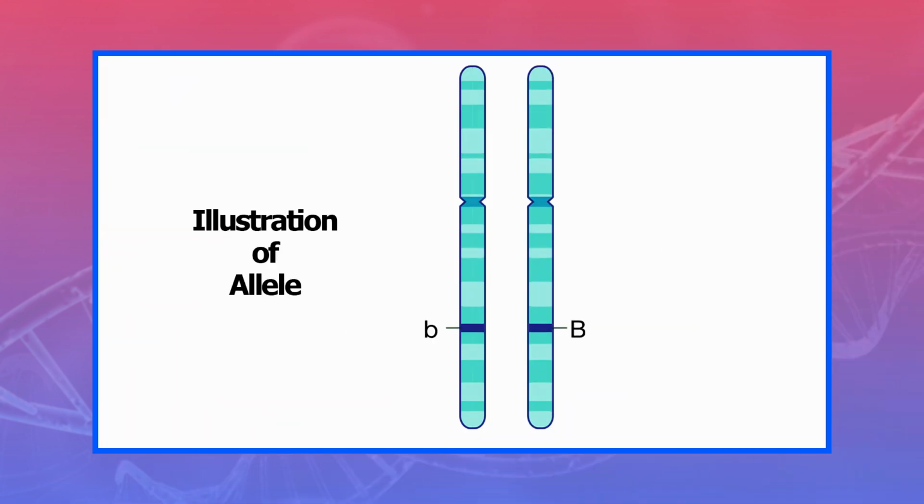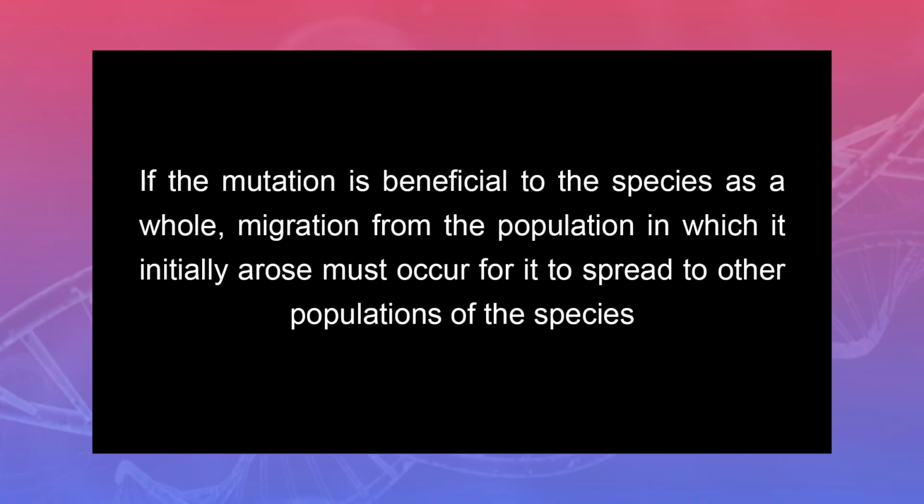Alternatively, the mutation could generate an entirely new allele. Most of these mutations, though, will be detrimental and lost, but if the environment changes, then the new mutant allele may be favored and eventually become the dominant allele in that population. If the mutation is beneficial, however, to the species as a whole, migration from the population in which it initially arose must occur for it to spread to other populations of the species.